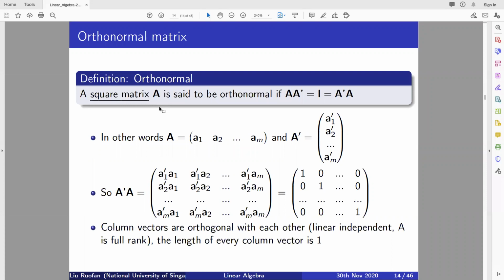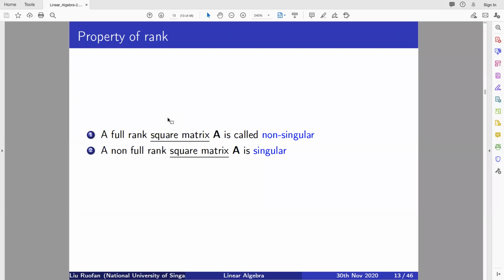I propose questions. Maybe you can ask someone else. So does a singular matrix have to be square? Yes, it has to be square. So if it is not square, it cannot be considered singular? Yes. But why is it called singular value decomposition? But this is something different, right? Yeah. Okay.